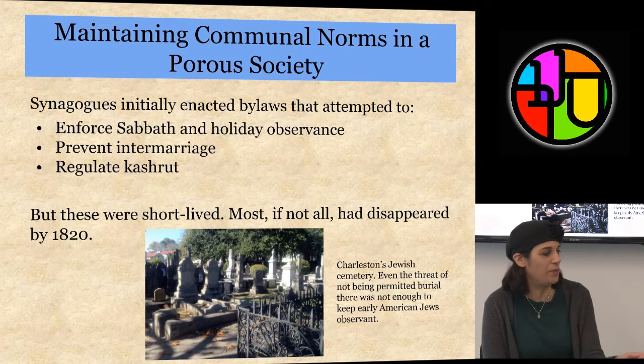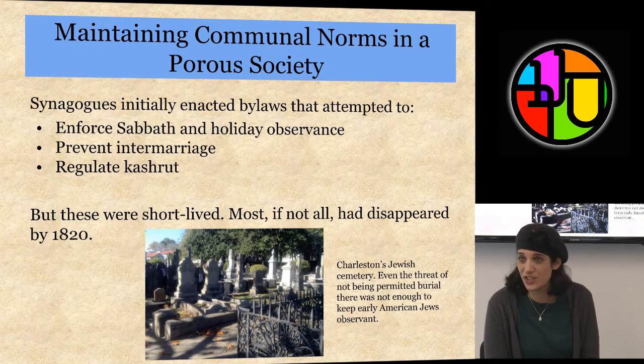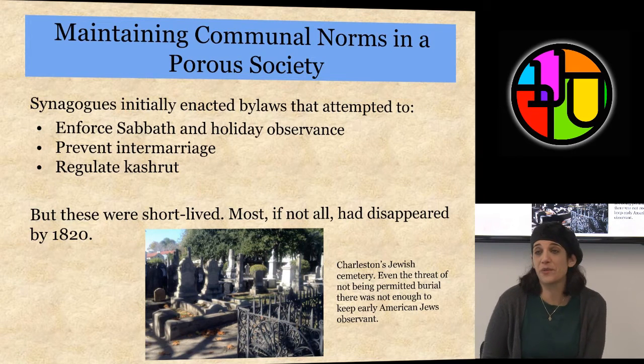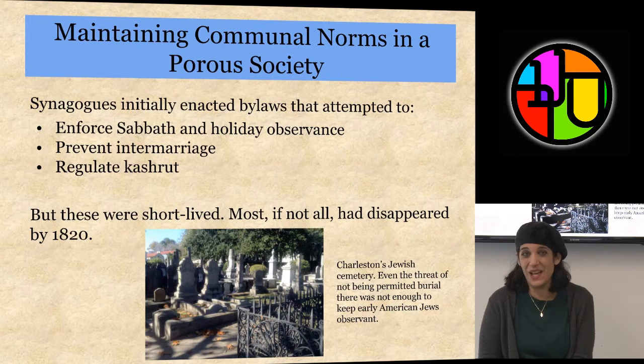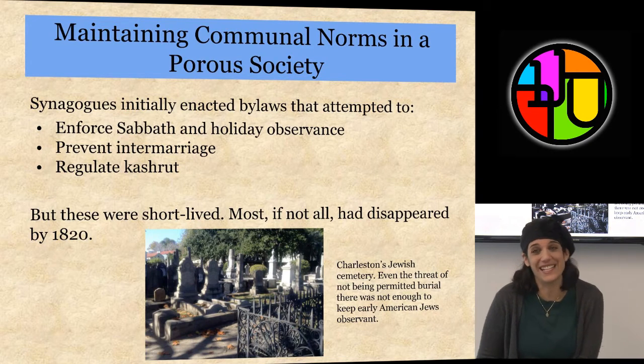You can see here I put a picture of the Jewish cemetery in Charleston. Even the threat of not being buried there was not enough to keep these early American Jews observant. But that was one of the tactics that they tried: if you don't keep Shabbos, we're not going to let you be buried in the synagogue.